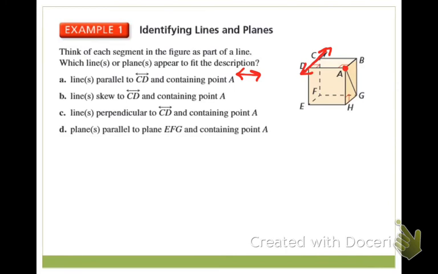So here we've got CD. We want it to be parallel, through point A. It needs to be on the same plane as CD and not intersect with CD. So what line is that going to be? AB.